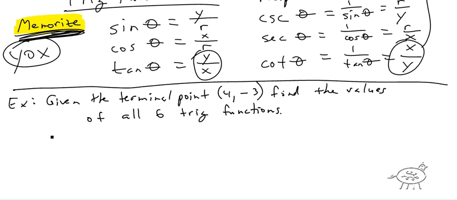All right, so I think a really good thing to do is to make a quick sketch here. You get (4, -3). So we're 1, 2, 3, 4, -3. So I'm going to put a point here.